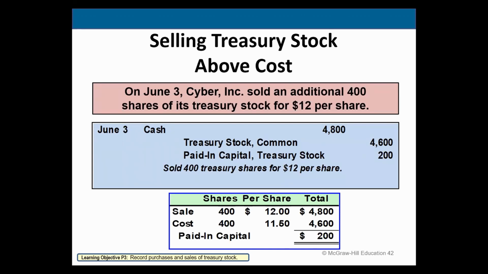To illustrate, if Cyber receives $12 cash per share for 400 treasury shares costing $11.50 per share on June 3rd, the entry is shown. So we have a debit to cash, the amount of $4,800. Then we have a credit to treasury stock common for $4,600. And then we have a credit to the paid-in capital treasury stock for $200.